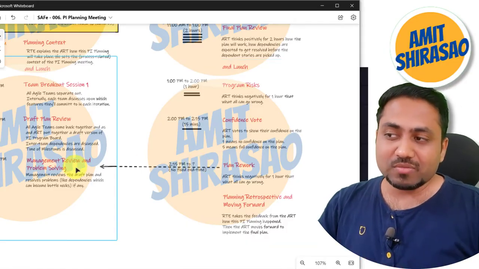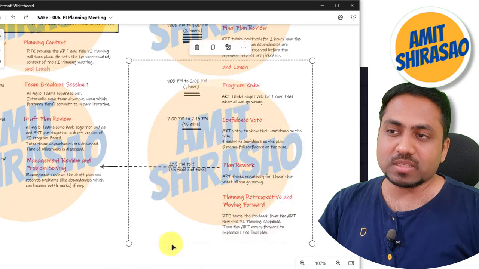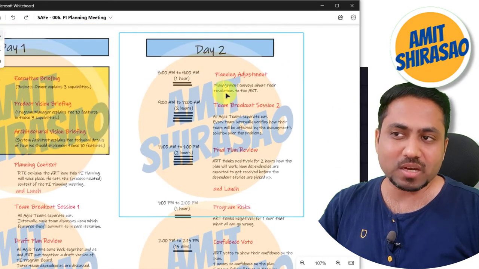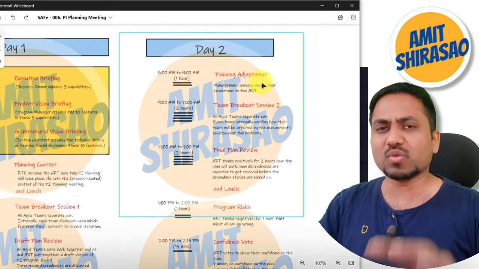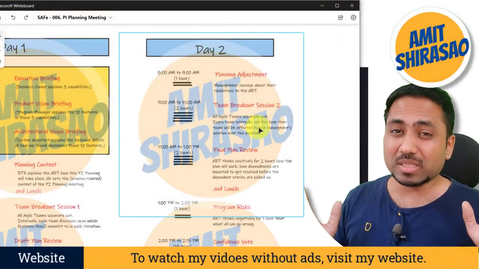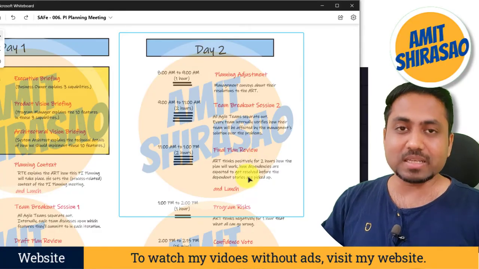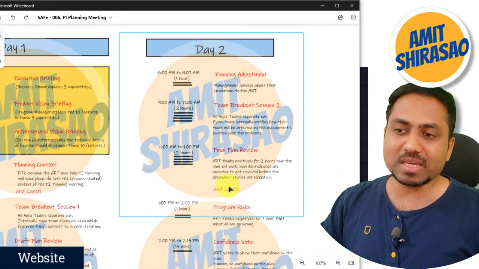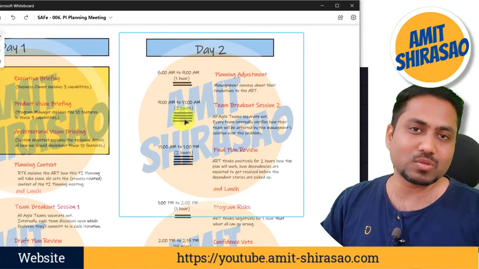After this, again, the management will explain the same thing. Actually, this happens in front of the ART, so you don't have to explain it again, but you can go ahead and formally explain it again. Once again, all the teams will recheck whether everything is fine for them, and then once again they'll give a final draft review. Now this is not going to take 2 hours. This is also not going to take 2 hours.